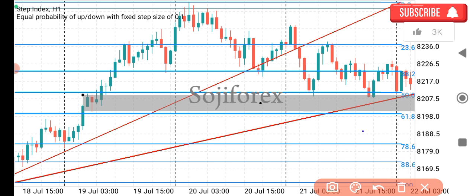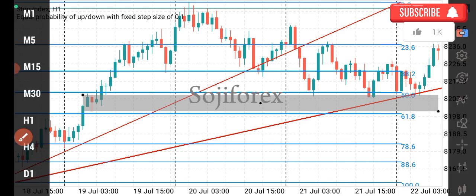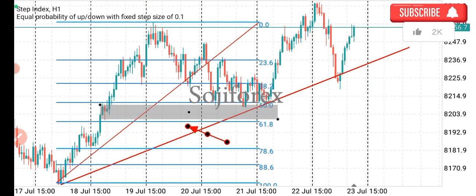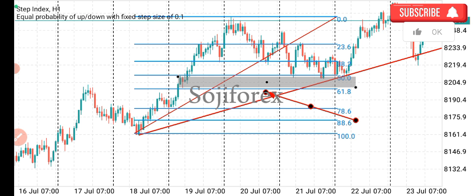And below it as well, there is an imbalance. There is a fair value gap. This candle here is a fair value gap. So price is yet to retest the fair value gap. So having established that, I will want price to pull down to my either 50 level, 61 level, anything from 50 to 100. I'll be finding my entry.